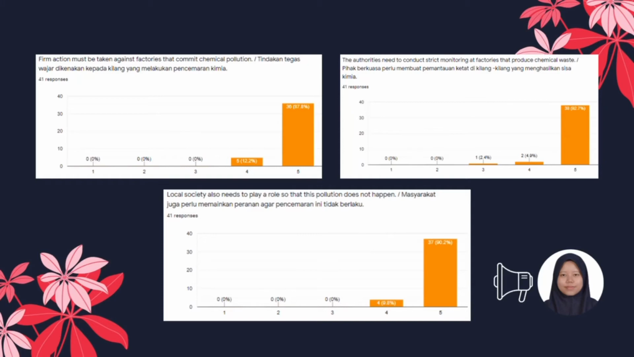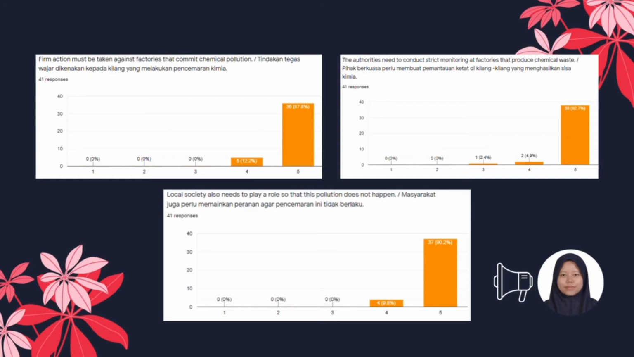Statement 5, the authorities need to conduct strict monitoring at factories that produce chemical waste. Based on the graph, majority of respondents pick scale 5 or highly agree, which are 38 respondents, while another 2 respondents pick scale 4 means agree, and 1 respondent pick scale 3 which means not sure.